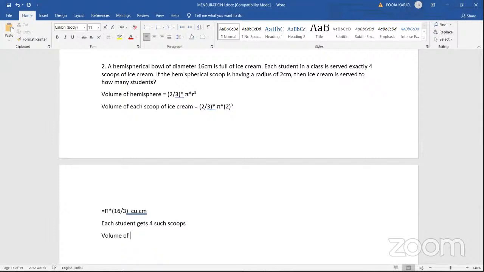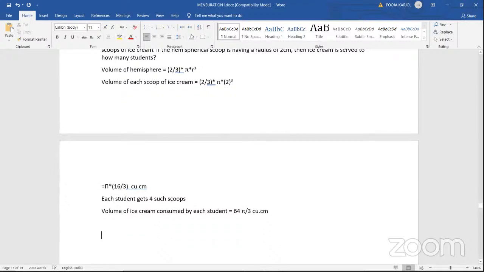So the volume of ice cream consumed by each student will be 4 into this, right? 4 into 16 is how much? 64 pi by 3 cubic centimeter.